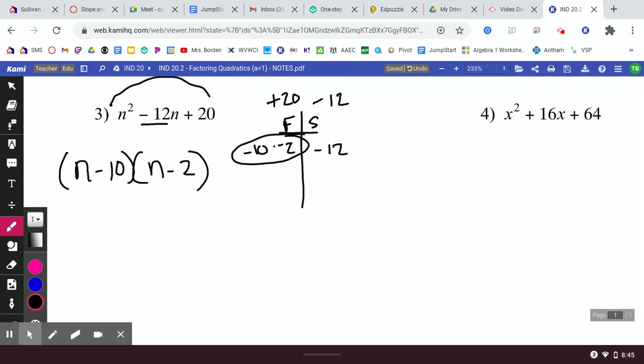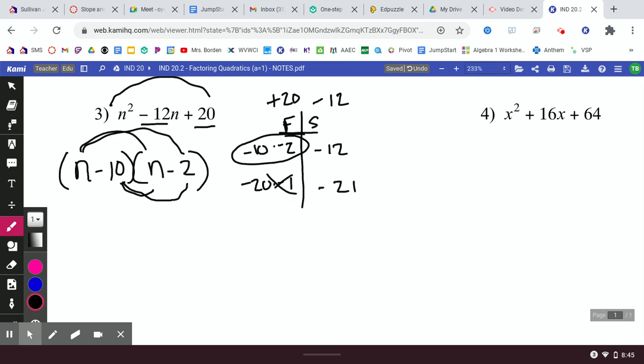And again, FOIL, right? N and N is N squared. N in negative 2, N in negative 10 gives me that negative 12. But then when I multiply negative 10 and negative 2, I get back to that plus 20. Okay? And again, if this one didn't jump out at you, you could have started with negative 20 and negative 1, because I know that multiplies to positive 20, but that would have given me negative 21.